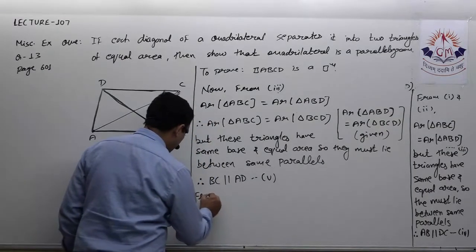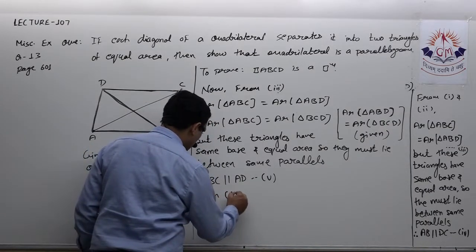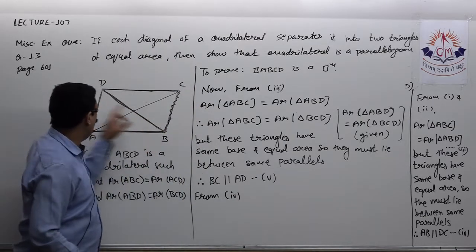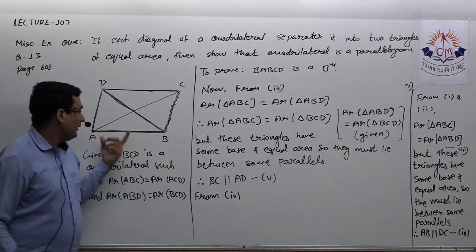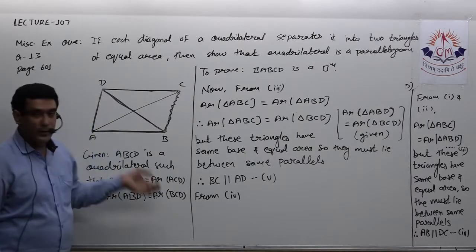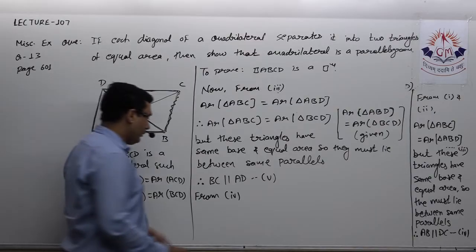From fourth and fifth, fourth says AB parallel DC, fifth says BC parallel AD. That means both pairs of opposite sides of quadrilateral ABCD are parallel, so it's a parallelogram.